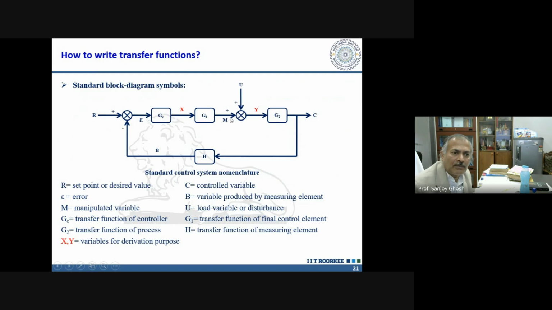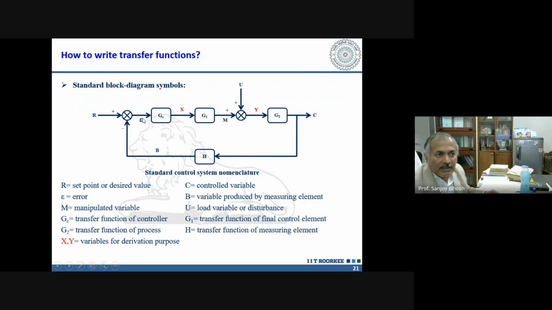So this is manipulated. M is a manipulated variable. So ultimately C is the output, a combination of the disturbance, the input, and the set point. So all these things are there.